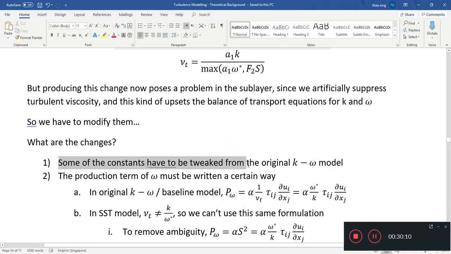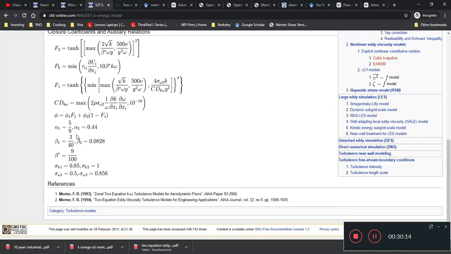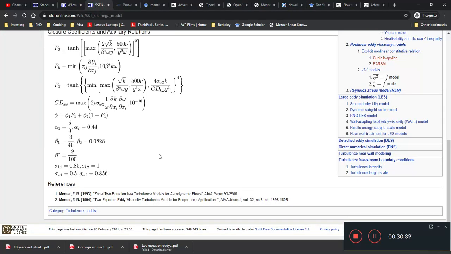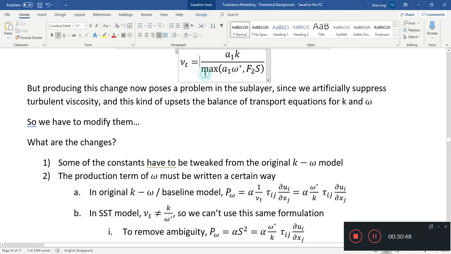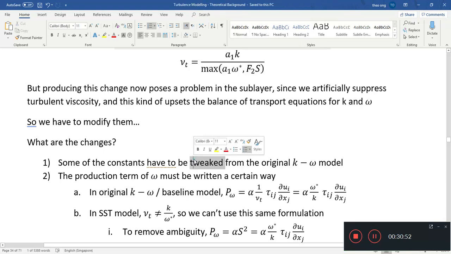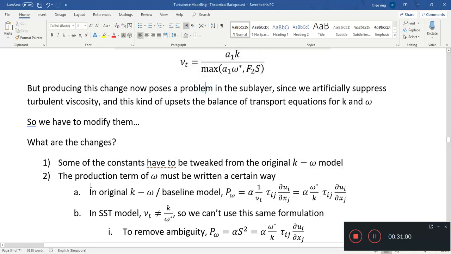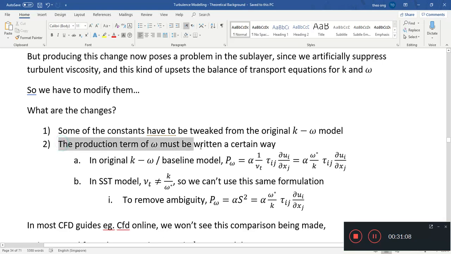Firstly, some of the constants have to be tweaked from the original K omega model. For example, alpha 1 equals 5 over 9, beta 1 equals 3 over 40, sigma k1 equals 0.85, sigma omega 1 equals 0.5. If you compare all these terms with the original K omega model constants, they might not always be the same. You have to account for this production limiter, so one consequence is that you need to tweak the constants to adjust for it. The second thing, which I'm not going to go through in detail, is that the production term of omega must be written in a certain way.